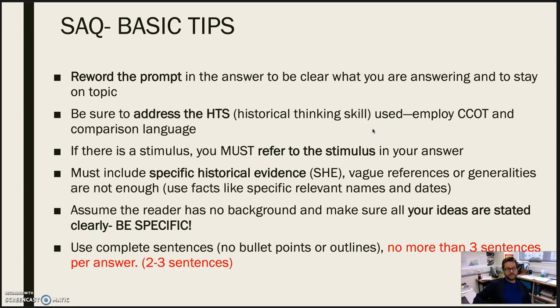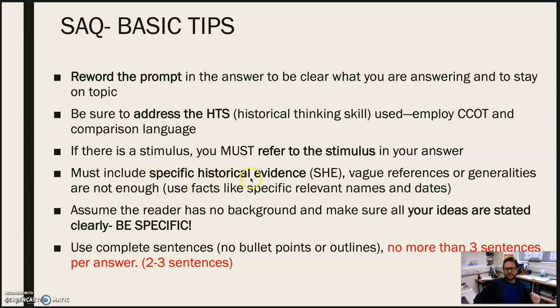So some basic tips. Reword the prompt in your answer to be clear what you are answering and to stay on topic. Be sure to address the historical thinking skill used, if there's one in there. If it's a compare and contrast question, you better compare and contrast. You better use that comparison language. If it's continuity and change, you better use that language in there. If there's a stimulus, you must refer to the stimulus in your answer. Don't just go off on some tangent. If there's a stimulus there, use that stimulus.